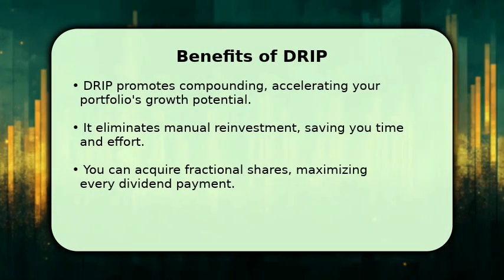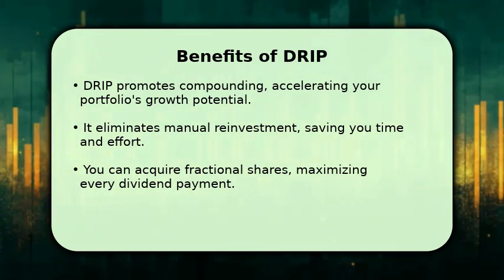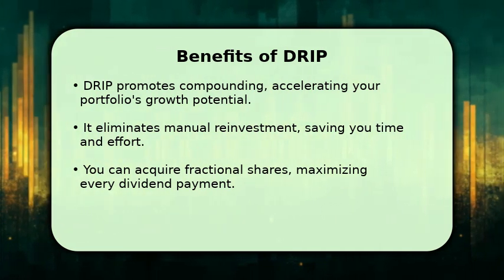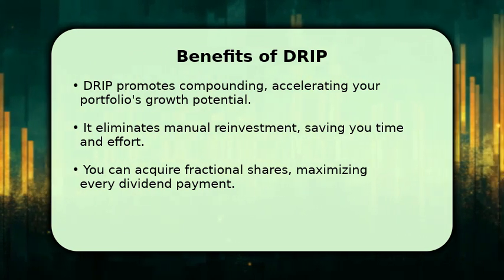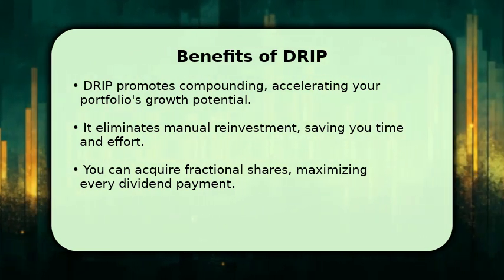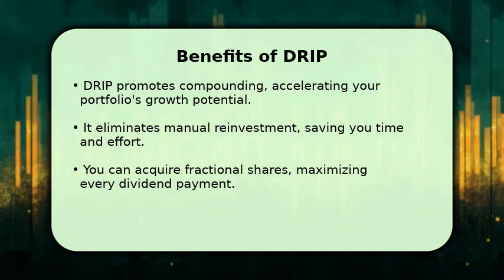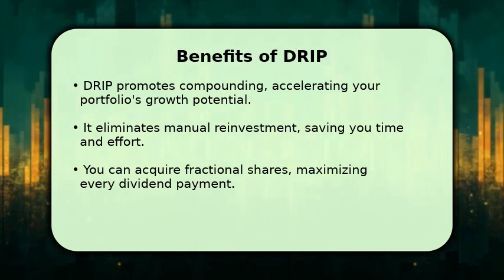The primary benefit of DRIP is the power of compounding. By reinvesting dividends, you buy more shares, which then earn more dividends, creating a snowball effect on your wealth. This hands-off approach means you don't need to manually purchase shares each time a dividend is paid. Plus, DRIP often allows you to buy fractional shares, ensuring every dollar of your dividend is put to work immediately.